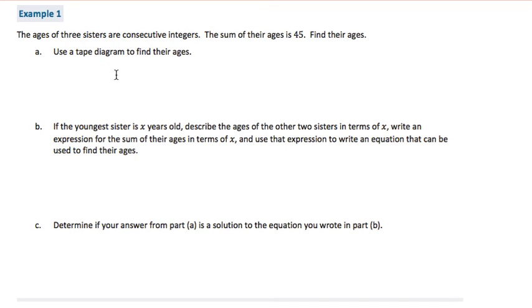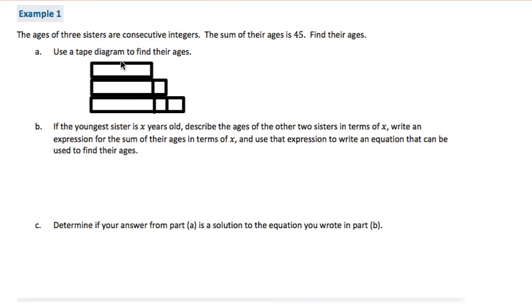Obviously, it's not 3, 4, and 5. They ask us to use a tape diagram to find their ages, and this is a really good suggestion, simply because you can picture it before you have to set up the equation. So we're going to draw 3 rectangles, since there are 3 sisters, and represent each of the sisters' ages with each rectangle. When we look at the rectangles, the first sister's age is some number, which we'll designate as x.